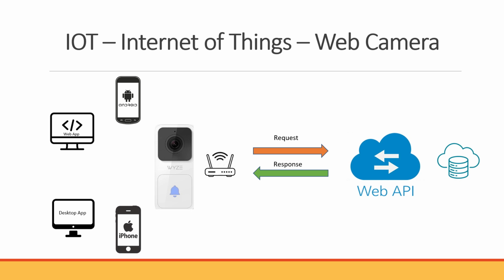In this example, we are looking at the web camera. This camera has an IP address that connects to your router, and all videos are being loaded via web API to the database. Once the data is in the database, it can be accessible from all other devices we are using: iPhone, Android, web or desktop applications.